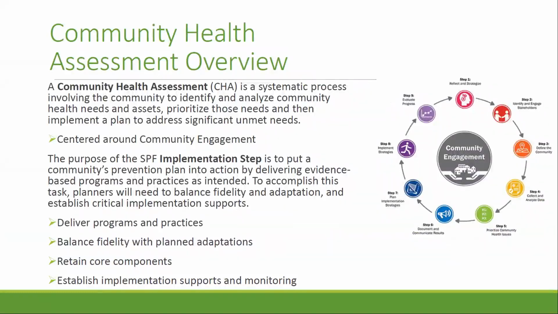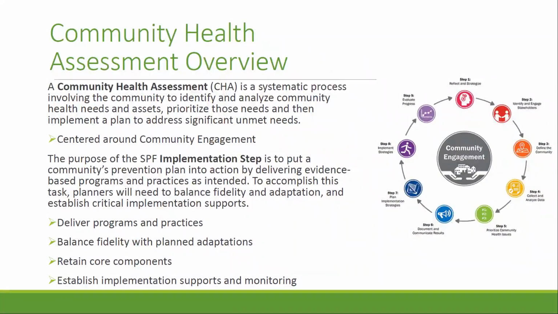So today we're going to be talking about the implementation stage of the strategic prevention framework and looking at how it relates to corresponding steps from the community health assessment. So community health assessment is a systematic process involving the community to identify and analyze community health needs and assets, prioritize those needs, and then implement a plan to address significant unmet needs. This process is centered around community engagement, and it's involved within each of the steps.